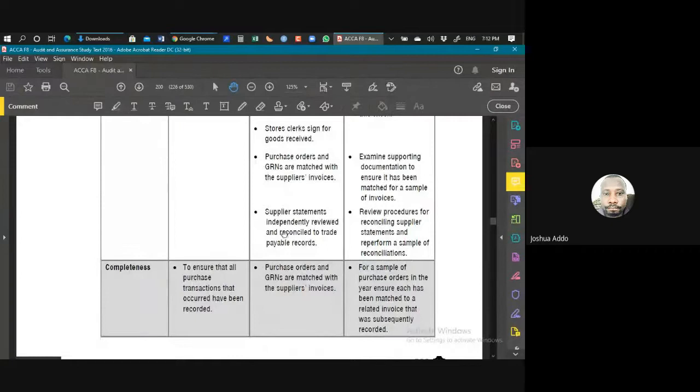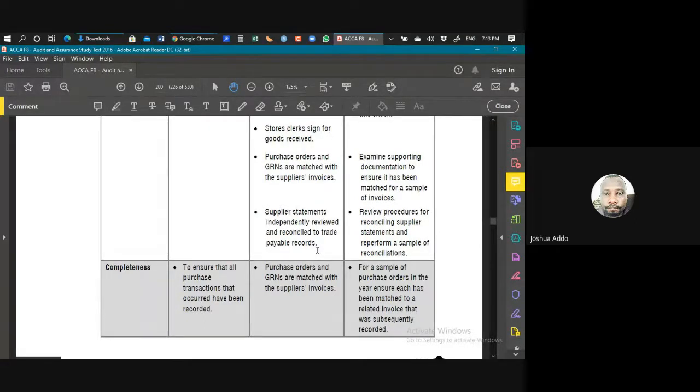Supplier statements independently reviewed and reconciled to trade payable records. We will be paying the supplier. Normally, we don't do cash-based transactions. It's a credit. The supplier will bring goods. That's why we're even talking about invoice.